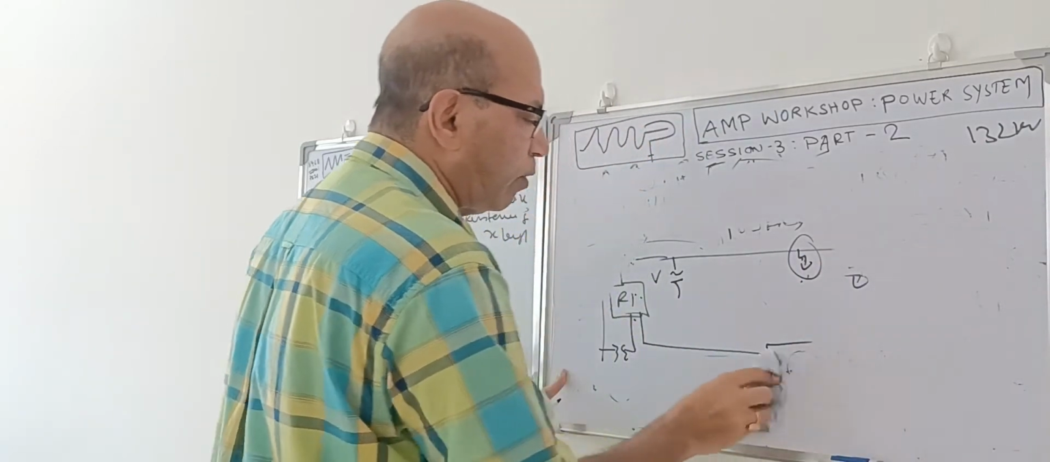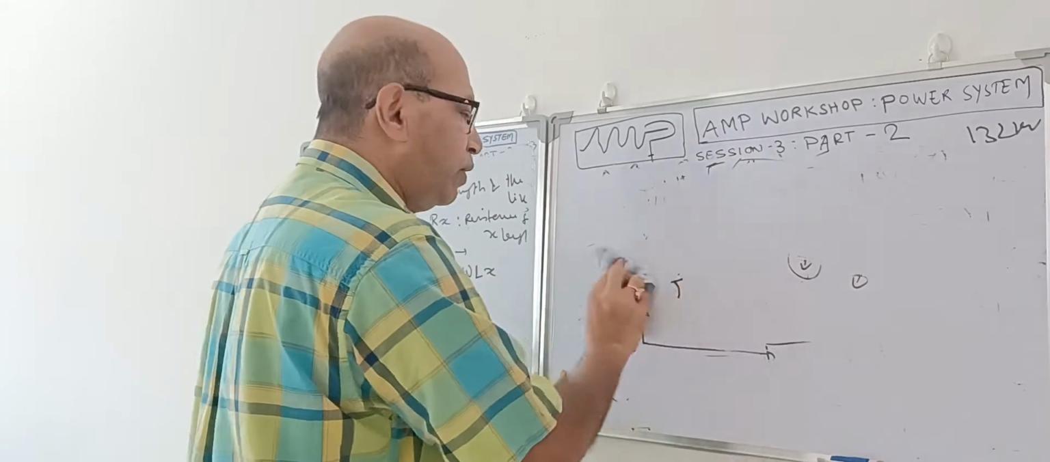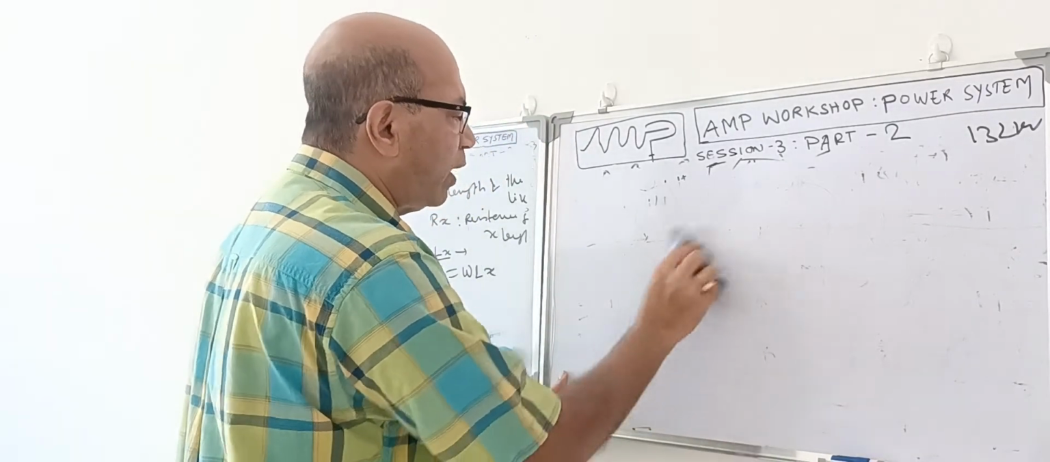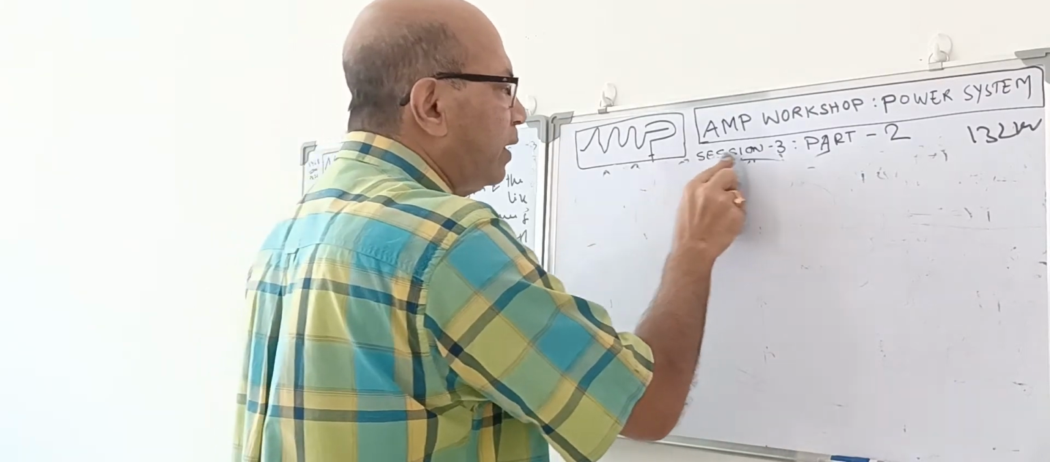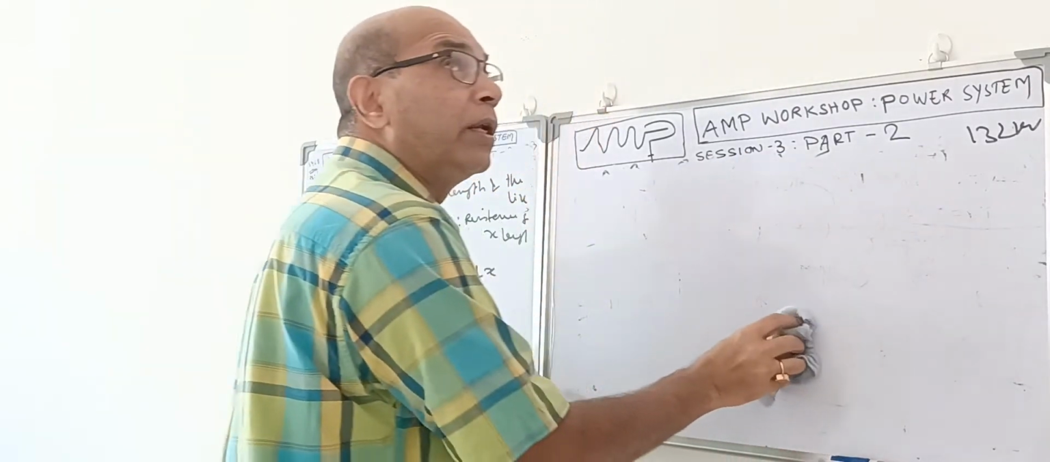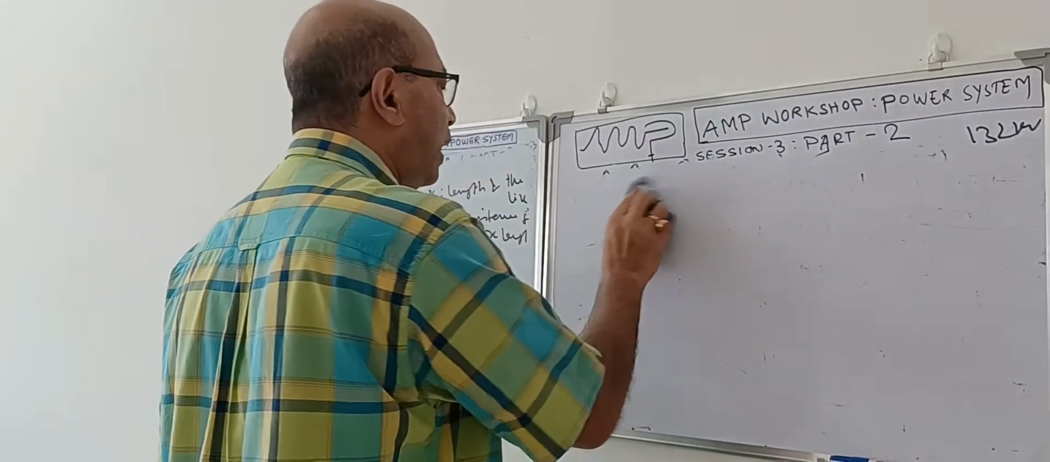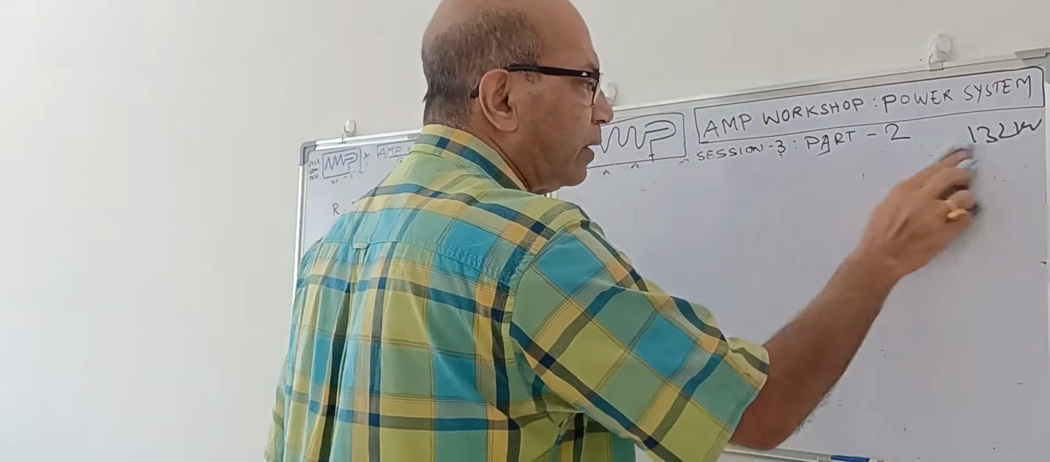Now we will discuss the various contacts of a relay, which we missed out in session 2. In any relay there are various types of contacts. Some of the contacts are instantaneous, some of the contacts are time delayed. So how we define these contacts, that we'll discuss.